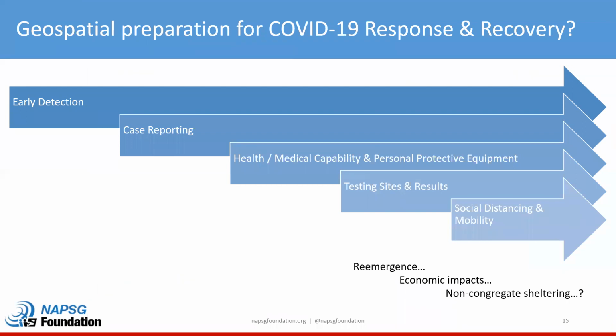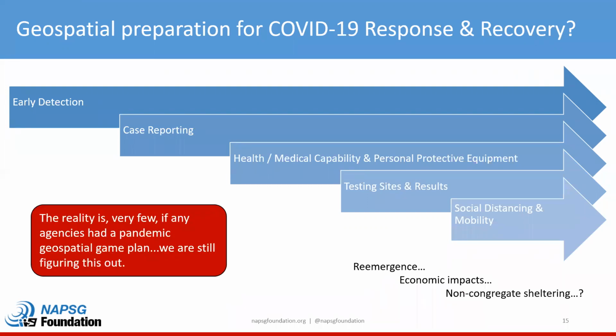So this approach that we use for something like a tornado or a wildfire or a hurricane, these approaches can be used for pandemic planning. However, the reality is very few, if any, agencies had a pandemic geospatial game plan in advance of this disaster, at least not to the detail that we would something more common like a tornado or an earthquake.